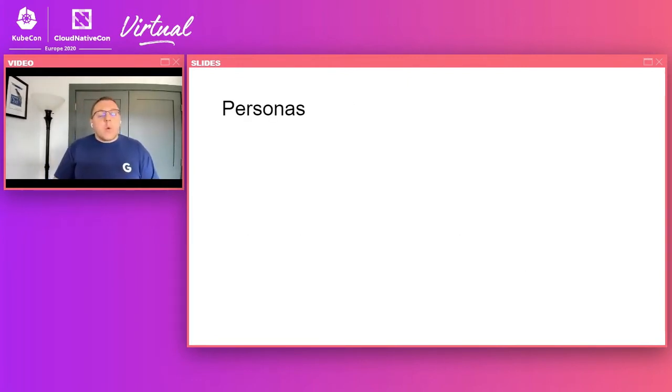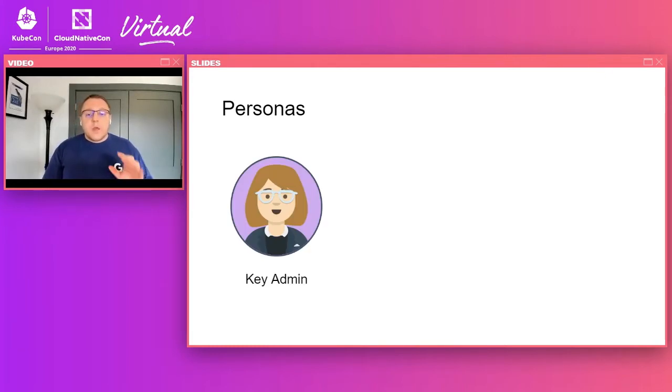In this workflow, we're going to be talking about three unique people. Now, in a small organization like a startup, one person might actually perform all of these roles. But in a larger organization like an enterprise, these are usually separate teams and separate people. The first persona is the key admin or key administrator. This person is responsible for creating and managing cryptographic keys, usually in some central key management system. They're unlikely to be familiar with Kubernetes tools and technologies.